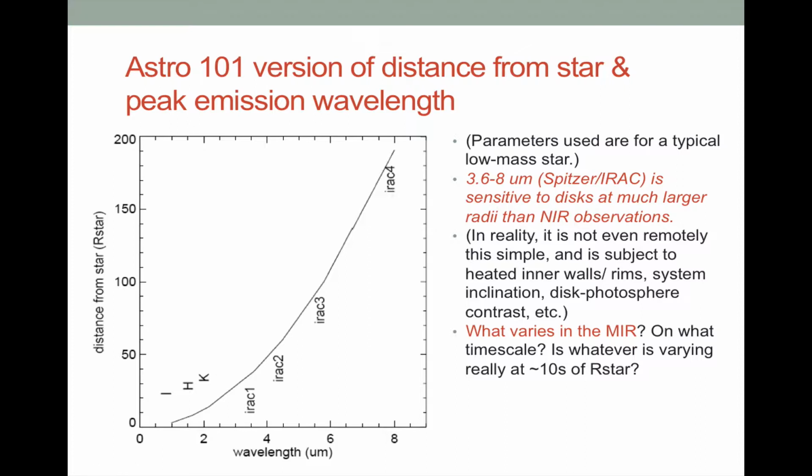It's not even remotely this simple in reality. But we do need to figure out what exactly is varying in the infrared, and on what timescales, and is the thing that we're looking at really tens of stellar radii away from the star, or is it much closer in?